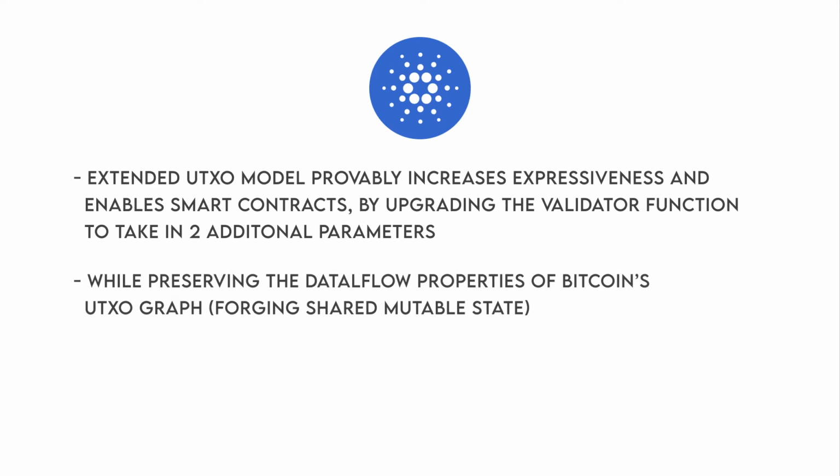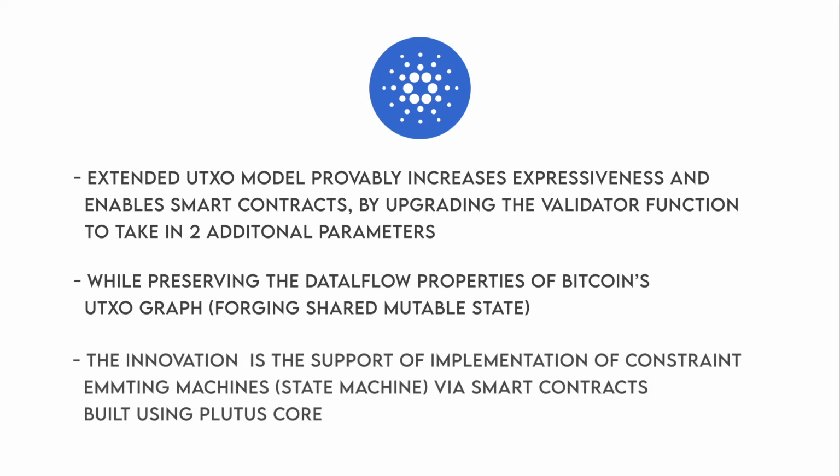That is, we forgo shared mutable state, which we know, and has been discussed, creates problems in other smart contract platforms. The innovation in the end is the support of implementation of constraint emitting machines, which is just a specialized type of state machine via smart contracts built using Plutus Core, or in the future any programming language you choose.